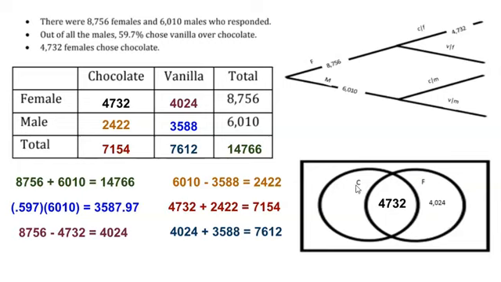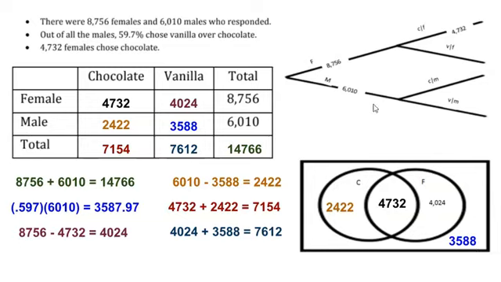The C stands for chocolate. So if the 4,732 people are recognized in this intersection of the two parts, then that means that 2,422 over here would be the males that chose chocolate. Now, so far we have represented everybody who chose chocolate and all of the females. What we are missing is this 3,588 of males that chose vanilla, so that goes right out here.